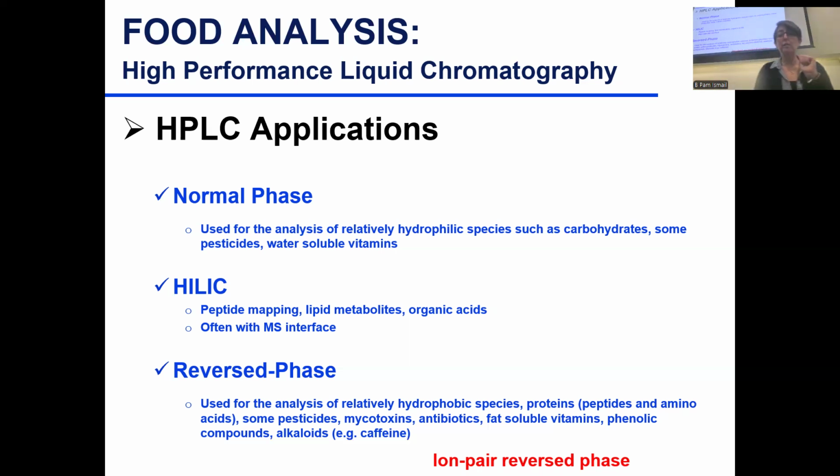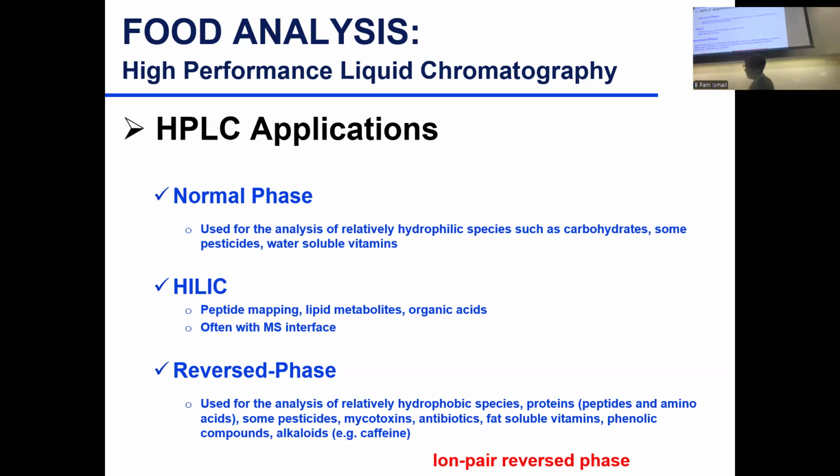Lipid metabolites. When lipids break down into different metabolites, we can use HILIC to identify them, organic acids, or even monoacylglycerol, diacylglycerol. And then reverse phase, we have the example caffeine, alkaloids, and a whole slew of different compounds, pesticides, mycotoxins, antibiotics, and so on.